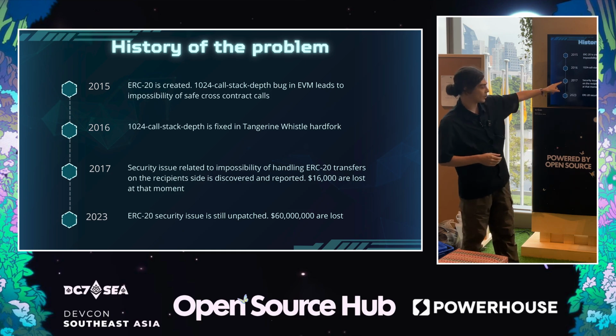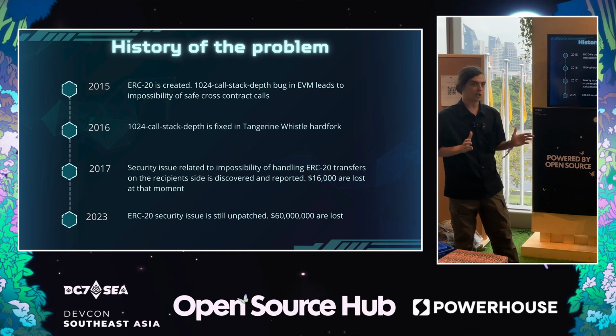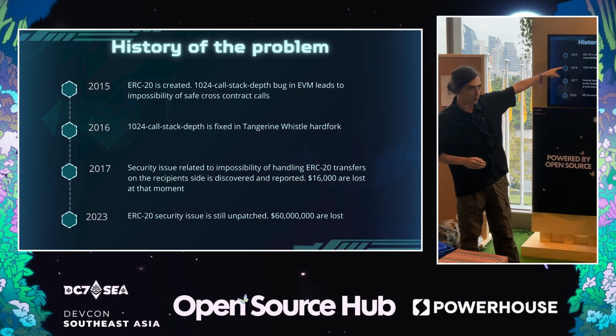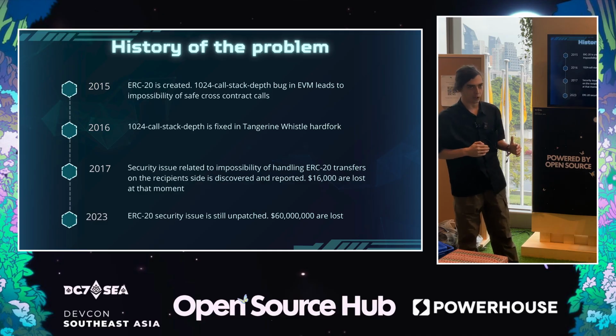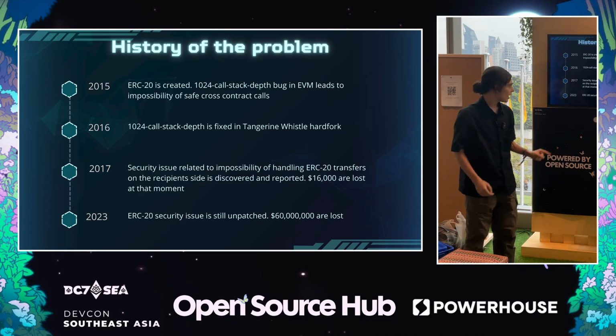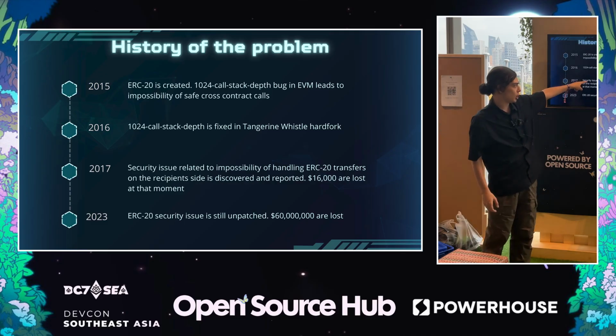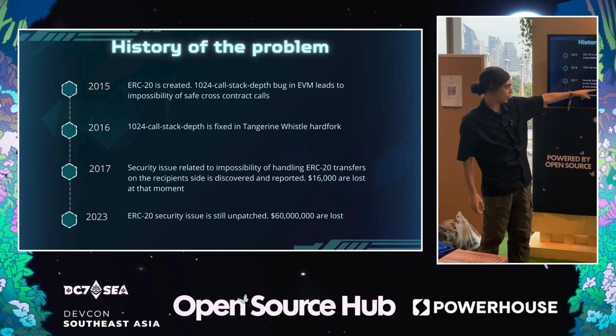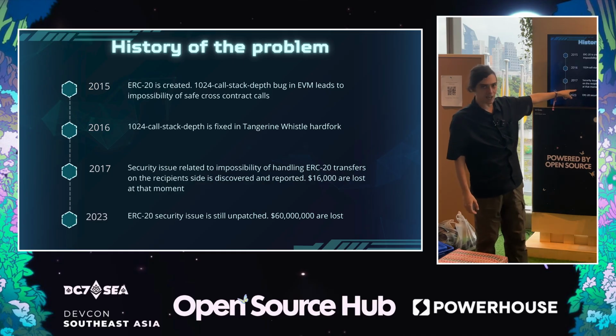And in 2017, there was an ERC-223 token standard, which was created to solve this exact problem of lost money. And the ERC-223 tokens work exactly the same as the native currency of Ethereum and basically any EVM compatible chain. They only implement the push transferring method with transaction handling. In 2017, the security issue related to ERC-20 transferring patterns was disclosed to the Ethereum Foundation, and it was highlighted that $16,000 were lost at that moment.